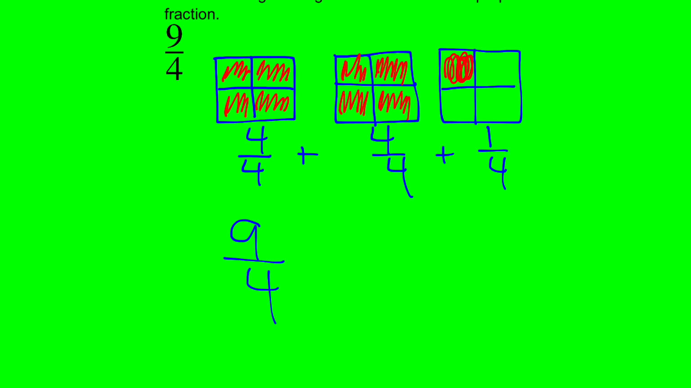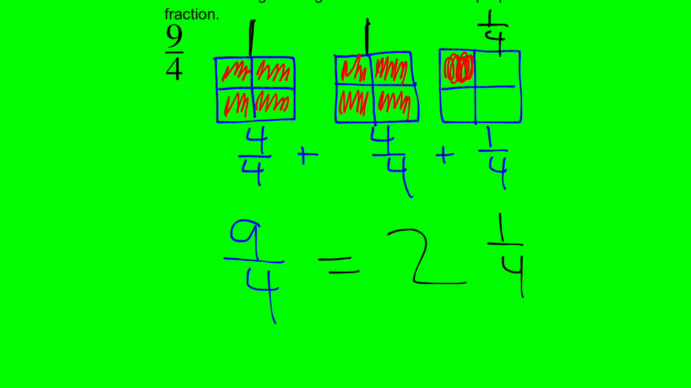Now we could also represent this as a mixed number. This whole shape is shaded, so it represents 1. This whole shape is shaded. It represents 1. And this shape represents 1 part out of 4. If you were to add up 1 plus 1 plus 1 out of 4, you would get 2 wholes and 1/4. That's a mixed number because it's a combination of a whole number and a fraction.